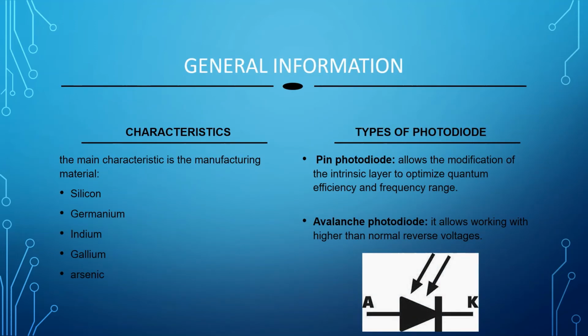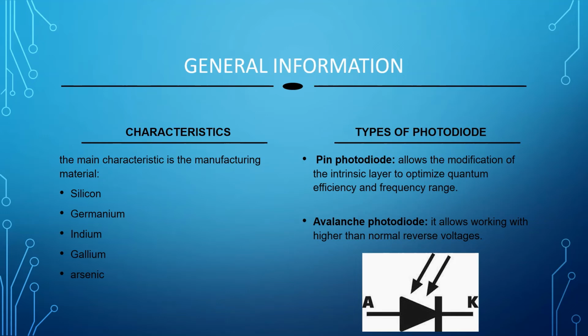General information. In general information, we have characteristics and types of photodiode. In characteristics, the main characteristic is the manufacturing material. Generally, this is silicon, as it allows the diode to be sensitive to light. There's also germanium, which makes it sensitive to infrared light. Lead sulfide, indium, gallium, and arsenic can also be used as an option.